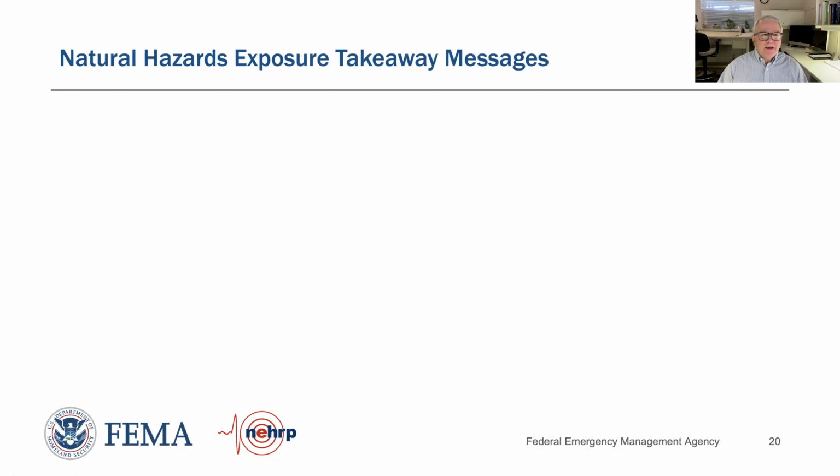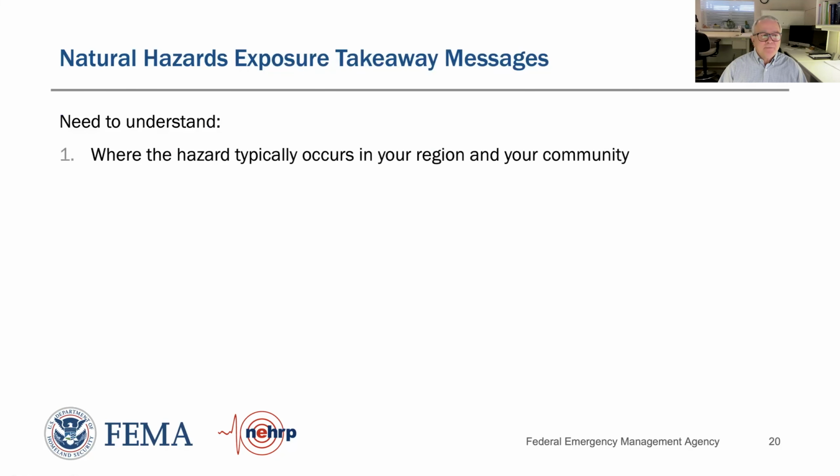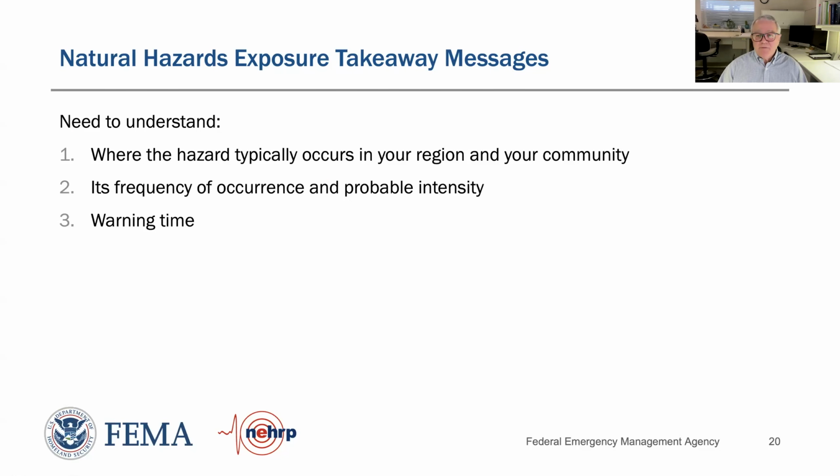So what are some of the takeaways from the natural hazards exposure that we'd like you to understand? Well, first, where the hazards typically occur in your region, so this is something you would want to know about, its frequency of occurrence and probability of intensity, the warning time that you might receive before the hazard, the duration, and the likelihood of follow-on hazards. These 5 factors help determine which hazards require immediate attention or more long-term planning. They also determine if mitigation efforts should be addressing multiple hazards.